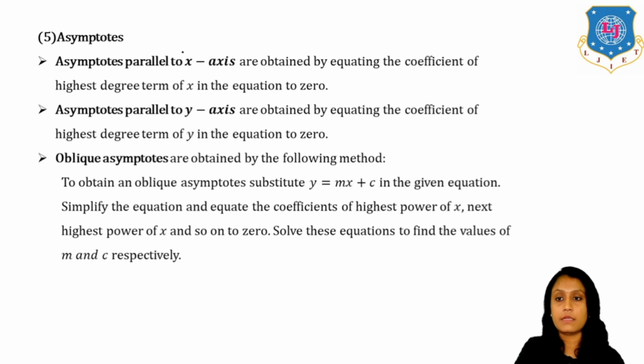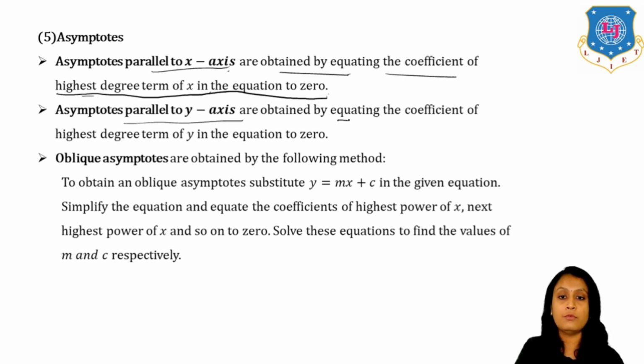Now the next is asymptotes. Asymptotes parallel to the x-axis are obtained by equating the coefficient of the highest degree term of x in the equation to 0. And to find the asymptotes parallel to the y-axis, we have to equate the coefficient of the highest degree term of y in the equation to 0.